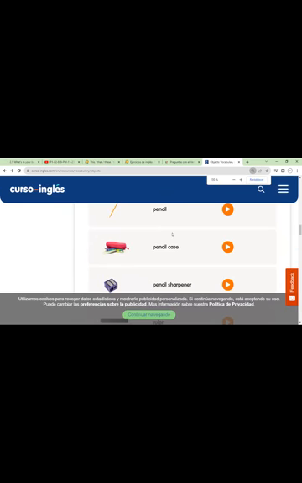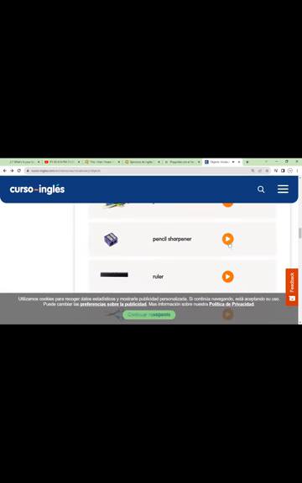Pencil. That's a pencil, right? Pencil case. Pencil sharpener. That's a sharpener. Ruler. Scissors.